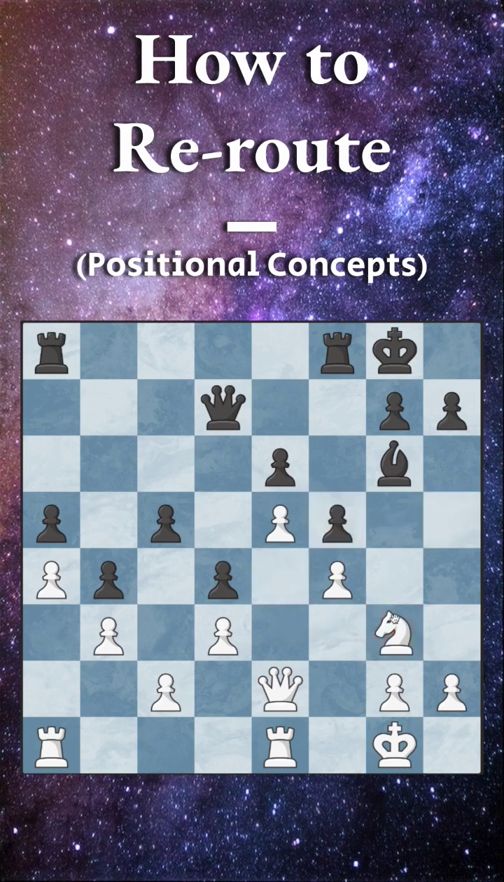So once you have found your problem piece, the next thing you want to ask yourself is, where do you want the piece to go instead? In this case, I would want it to be the d6 square. It is very centralized, it is very deep in Black's camp, and it is defended by a pawn.